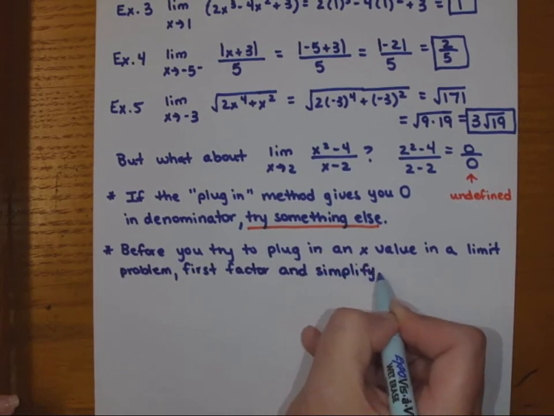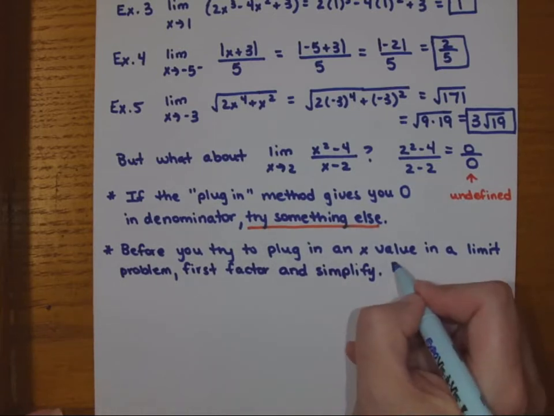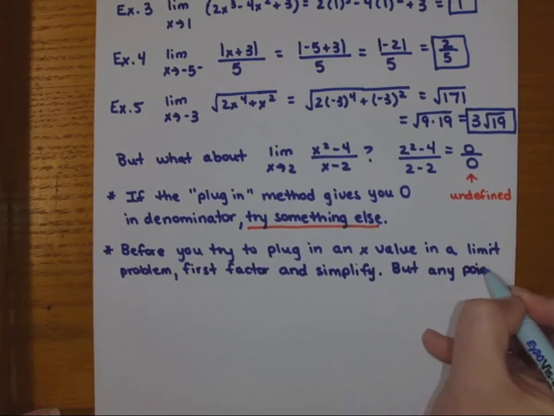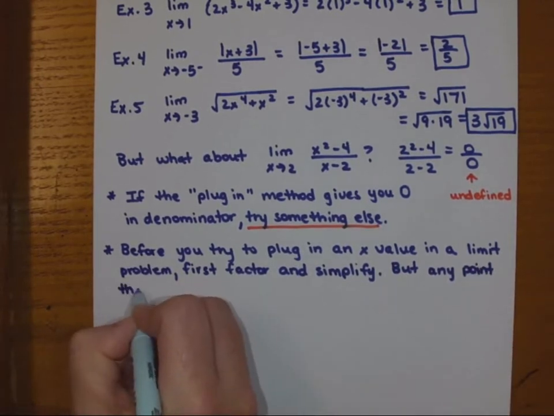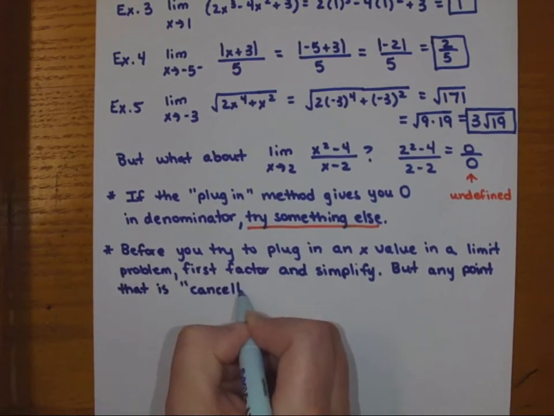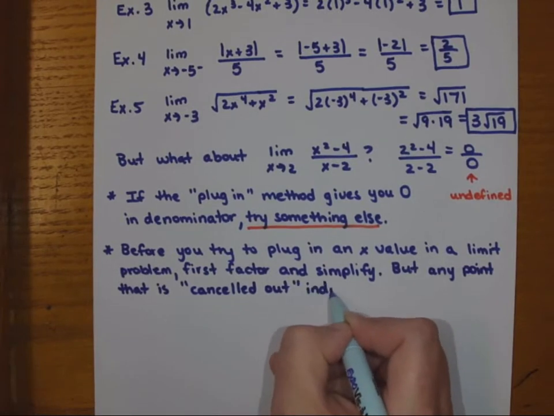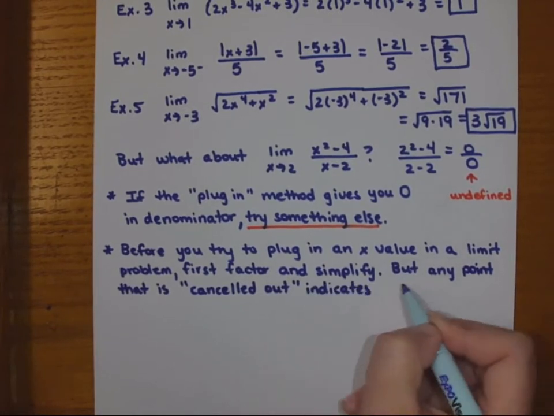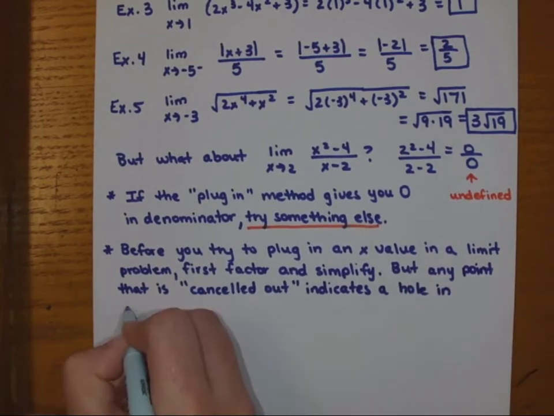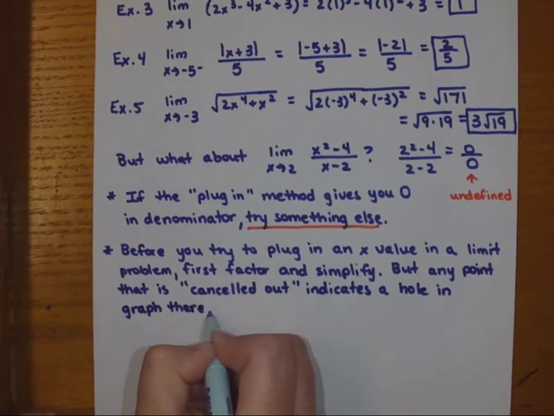So if a problem can be simplified by factoring, then you'll want to go ahead and do that. It should be noted, though, that at any point that is, so I'm going to put quotes around this, "canceled out," you're not really canceling terms out. It's not really what you're doing, but essentially it kind of looks like that. It basically indicates a hole in the graph at that location. And we'll talk about that with an example here in a bit.